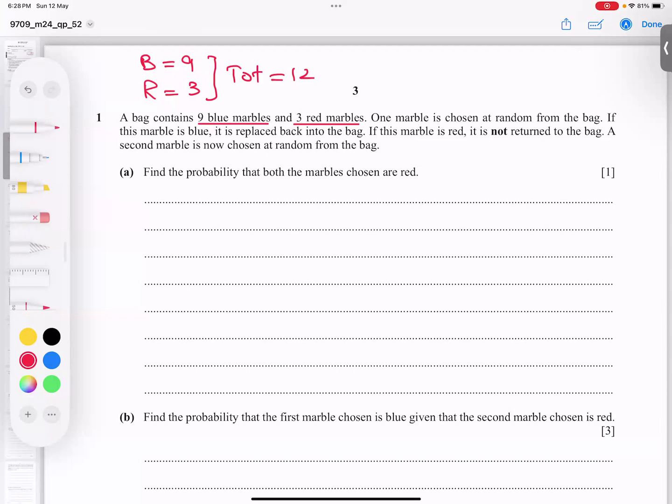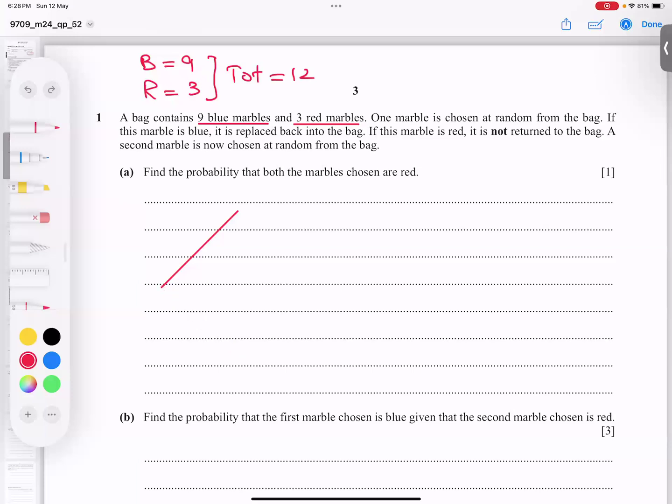One marble is chosen at random from the bag. If the marble is blue, it is replaced back in the bag. And if it is a red marble, it is not replaced in the bag. It means one branch with replacement and the other without replacement, and the second ball is now chosen from there. Let me show you. This is the first branch.